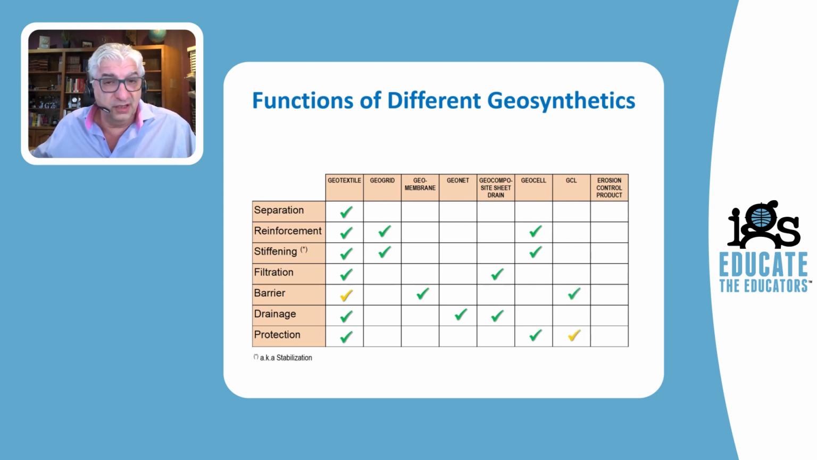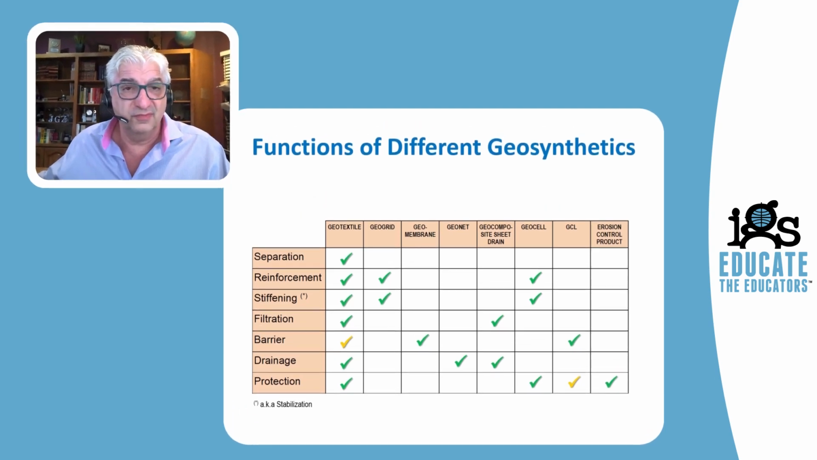GCLs, certainly a hydraulic barrier. I'm also showing it as protection in yellow because it's not an obvious one. The reason that I have it as protection is because GCLs are very commonly used in combination with a geomembrane to form what is called a composite liner. And in this case, the GCL can provide protection to the geomembrane. And for erosion control products, we identify these as having a protection function.